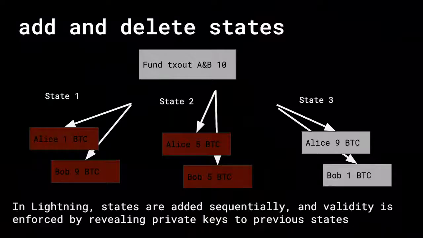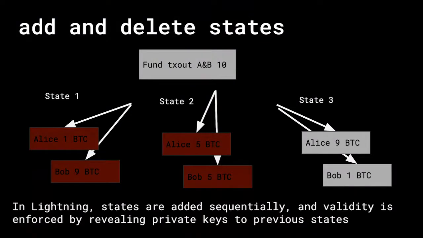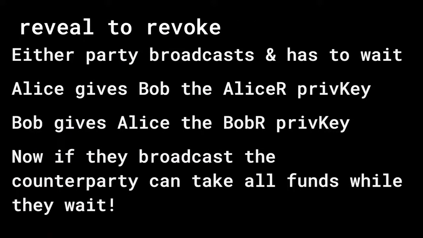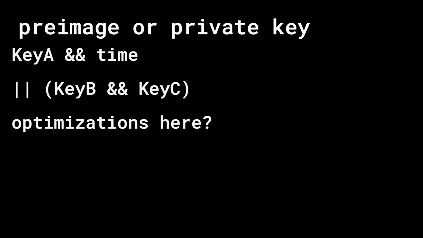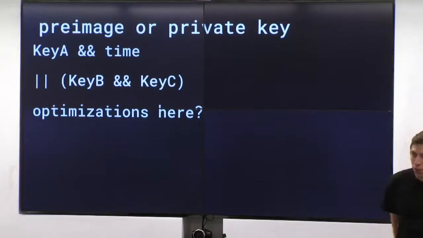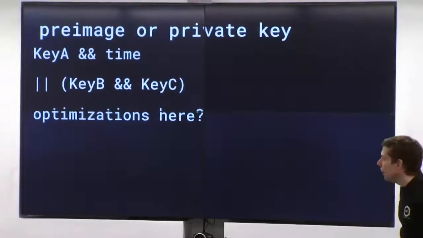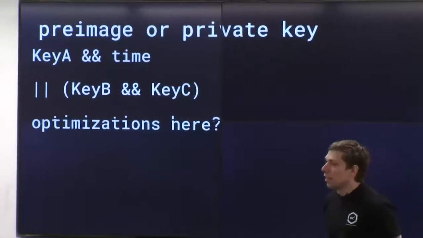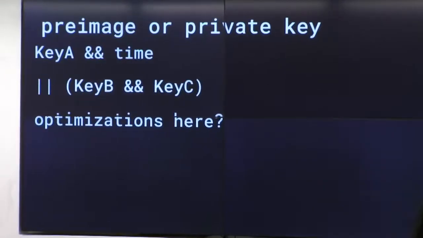Okay, so some optimizations we'd want to make. So basically, either party broadcasts and has to wait. Alice gives Bob the Alice R private key. Bob gives Alice the Bob R private key. If they broadcast, the counterparty takes all the funds. So what are some optimizations here? The basic idea of the script is, okay, you can have a signature from key A, and you have to wait a day or 2 or 5 or whatever. Or you can have a signature from key B and a signature from key C.